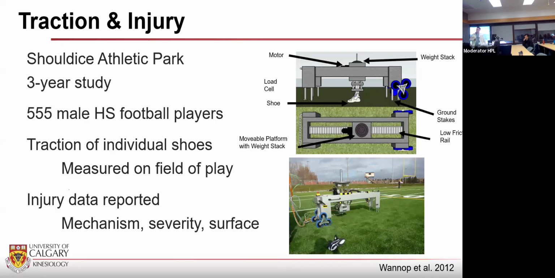We then had athletic therapists follow these athletes over the course of their season, and they reported lower extremity injury data such as the mechanism, the severity, as well as the surface that these injuries occurred on. So for the study, we had both the traction of the athlete's actual footwear, as well as any injuries that the athlete suffered throughout the season.